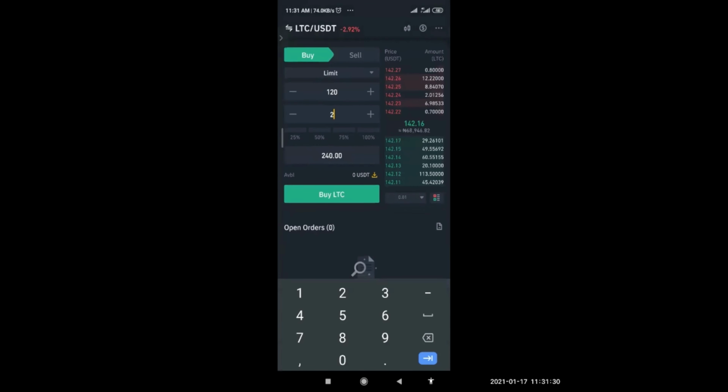Then I can enter the amount of this particular coin that I want to buy. And this is the total amount that I will be paying: $2,400. And then I can click the buy button.